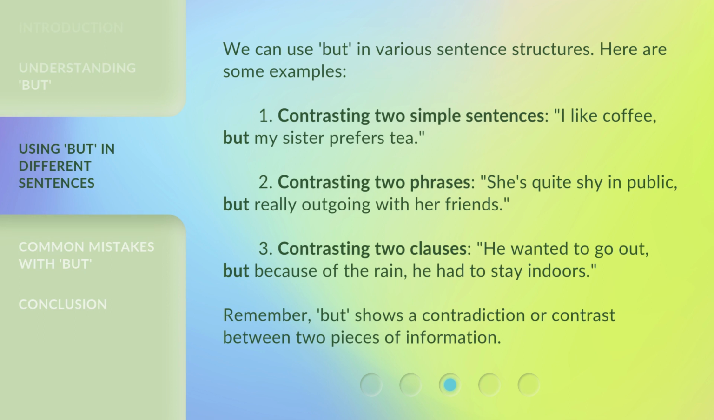We can use "but" in various sentence structures. Here are some examples. 1. Contrasting two simple sentences. I like coffee, but my sister prefers tea. 2. Contrasting two phrases. She's quite shy in public, but really outgoing with her friends. 3. Contrasting two clauses. He wanted to go out, but because of the rain, he had to stay indoors. Remember, "but" shows a contradiction or contrast between two pieces of information.